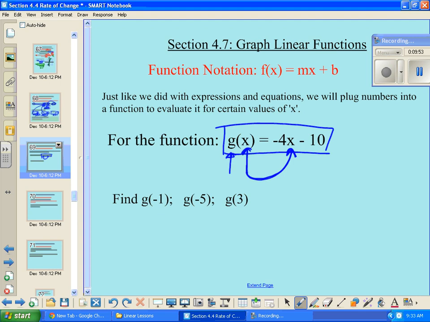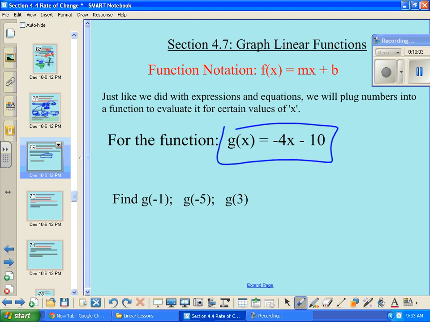And what do you know? There it is, negative 4x minus 10. So what they might ask for then, as it does below here, is for that function, find g of negative 1. Well, that means negative 1 is in the place of x right here. It used to be g of x. Now it's g of negative 1. That's just telling me to put negative 1 in where x is in the function.